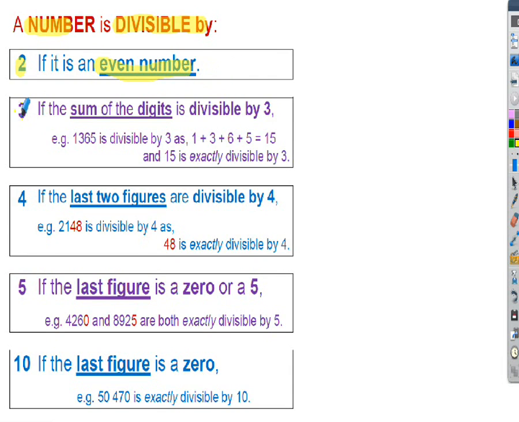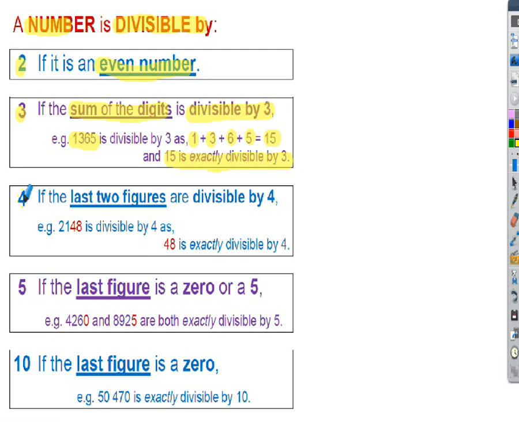A number is divisible by 3 if the sum of all the digits is divisible by 3. So in other words, taking a number 1365, if we were to add the 4 digits together, 1 add 3 add 6 add 5, that gives us 15, and 15 is exactly divisible by 3. So as long as the numbers, when added, become a number divisible by 3, then we can divide the entire number by 3.